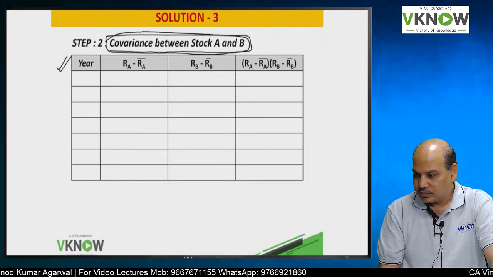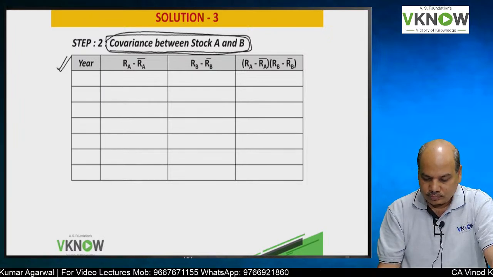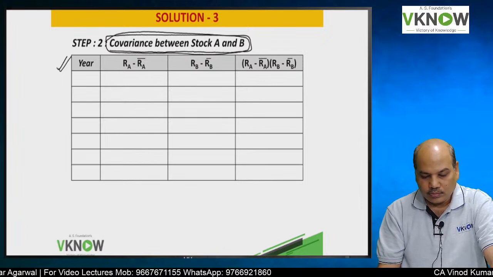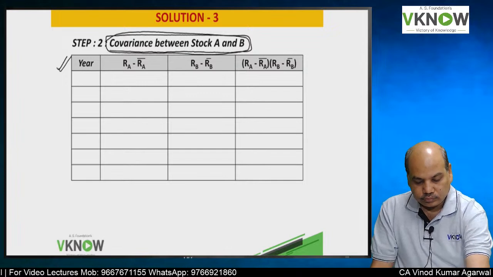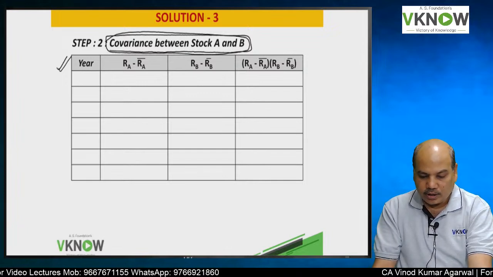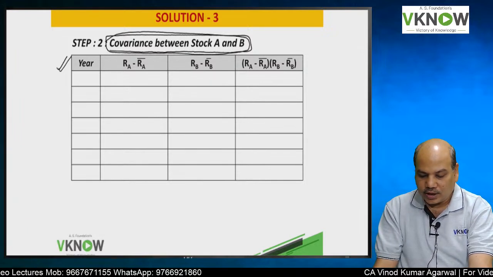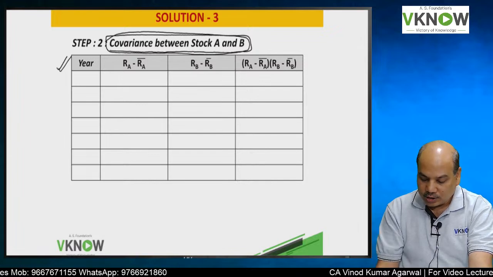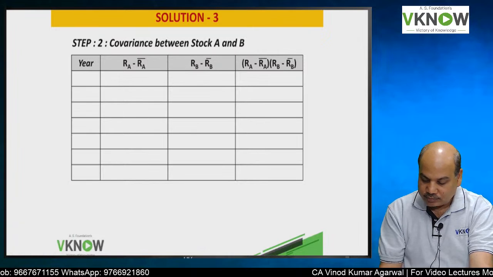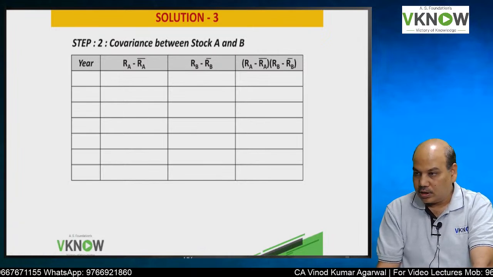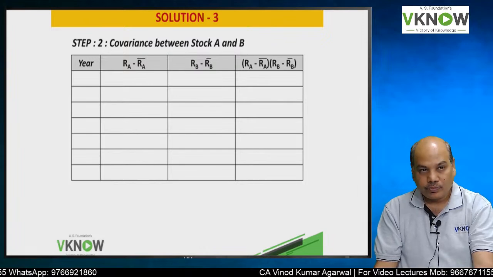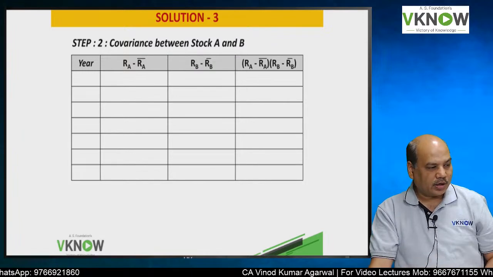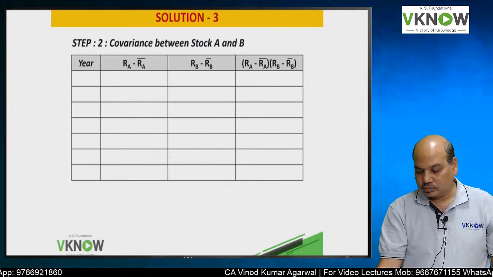4 columns. First column year, second column RA minus RA bar, third column RB minus RB bar, and the last column is RA minus RA bar into RB minus RB bar. Okay.